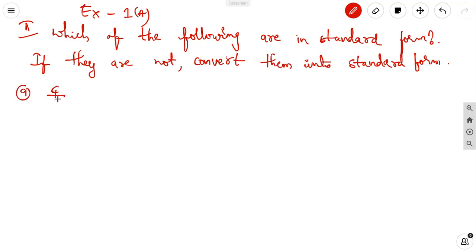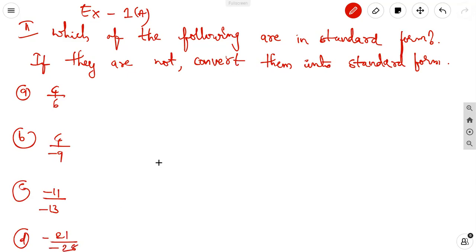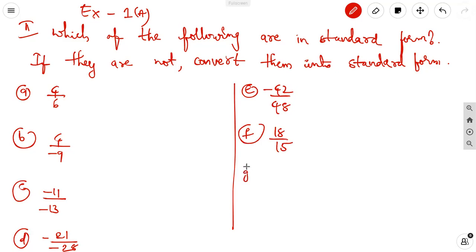First one 4 by 6, second one 4 by -9, C -11 by -13, D -21 by -28, E -42 by 48, F 18 by 15, G -346 by 692, H 12 by 6.